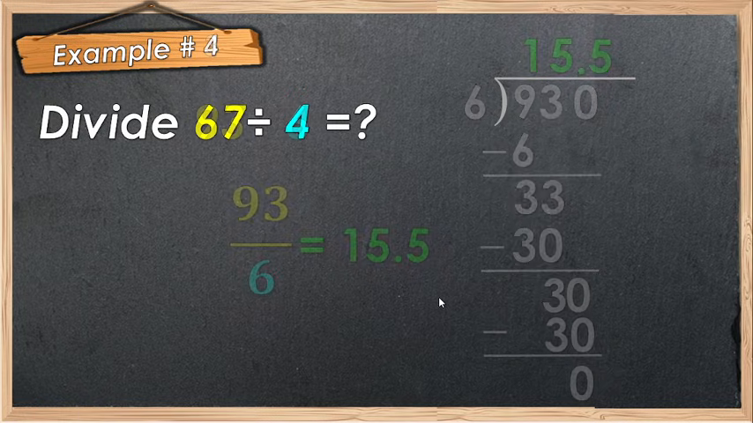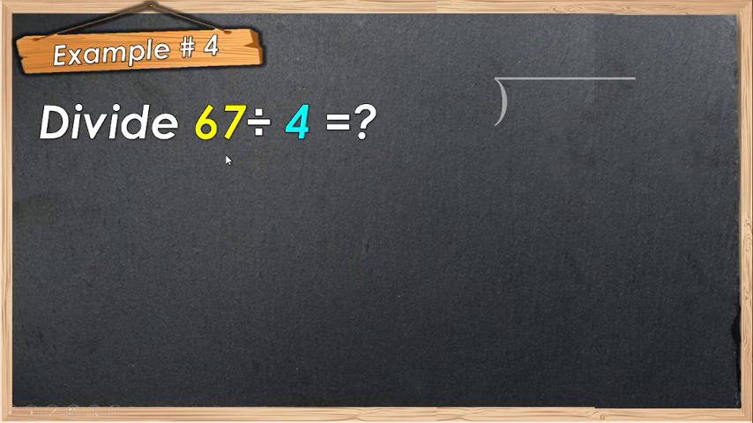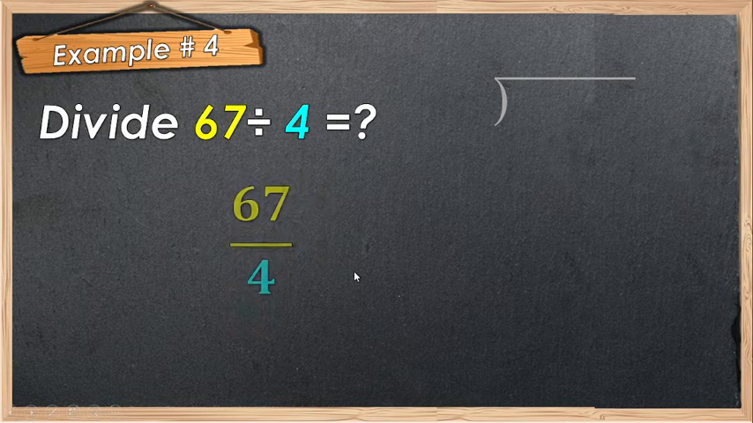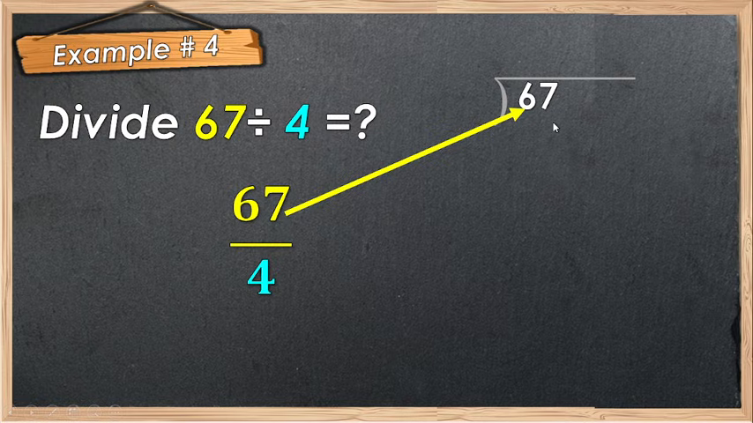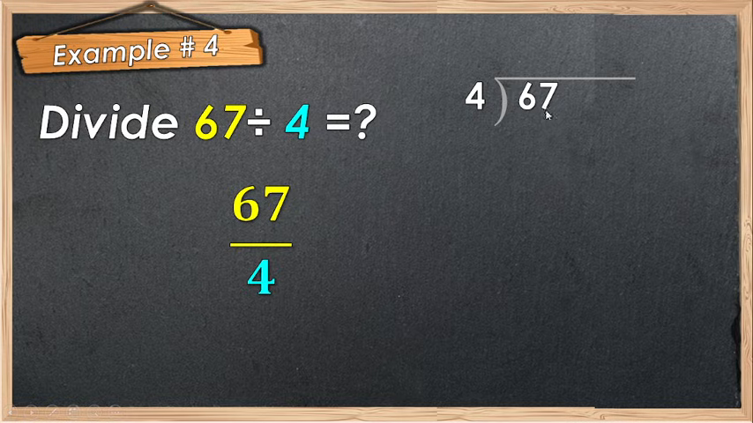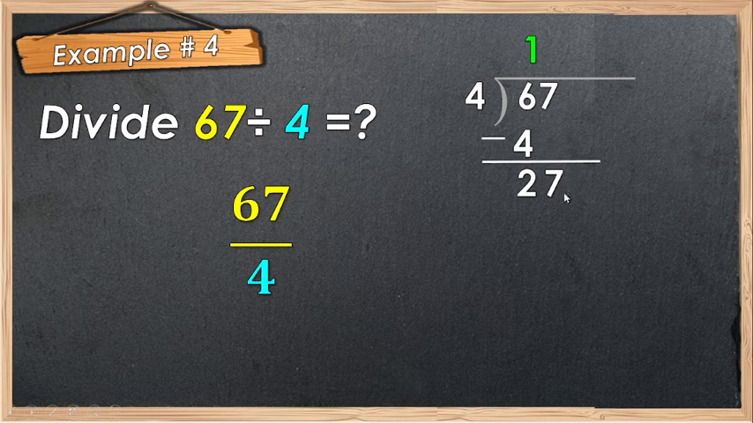Okay? So lastly, we have 67 divided by 4. 67 over 4, or 67 inside the long division bar, and then 4 is outside the long division bar. Let's divide. 6 divided by 4, the answer is 1. 1 times 4, the answer is 4. 6 minus 4, the answer is 2. Bring down 7. Then we have 27.